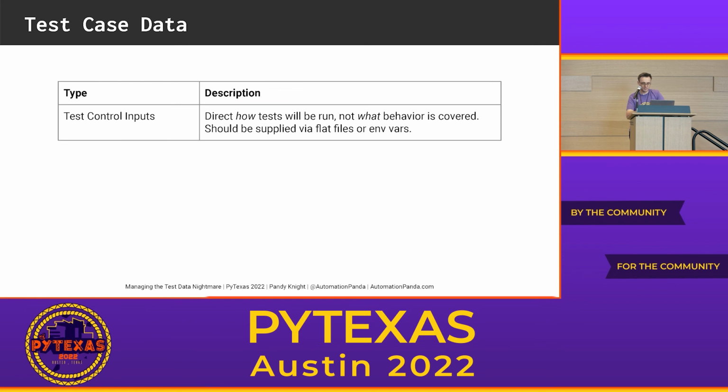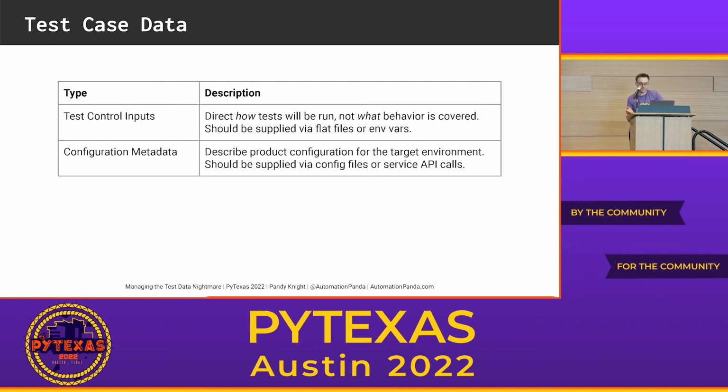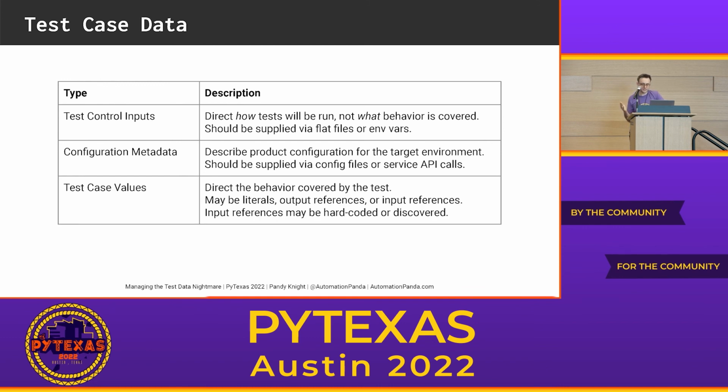So, in summary, test control inputs direct how tests will be run, not what behavior is covered. They should be supplied via flat files or environment variables. Configuration metadata describe product configuration for the target environment. They should be supplied via config files or some sort of service API. And test case values direct behavior covered by the test. They may be literals, output references, or input references. And input references may be hard-coded or discovered.